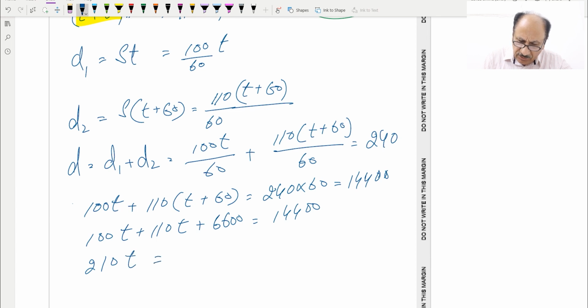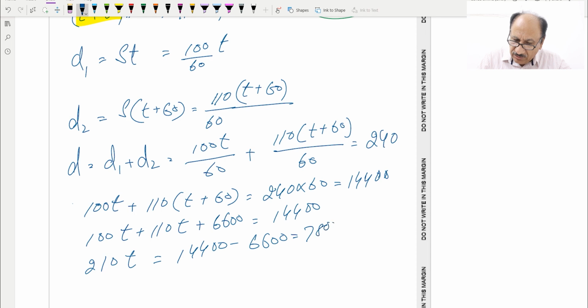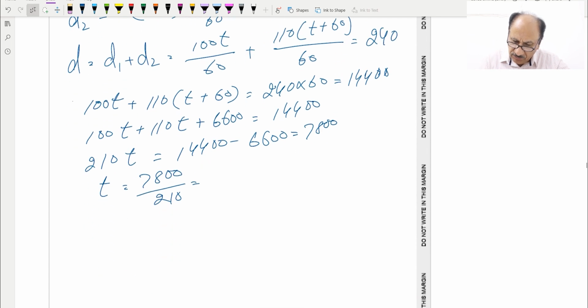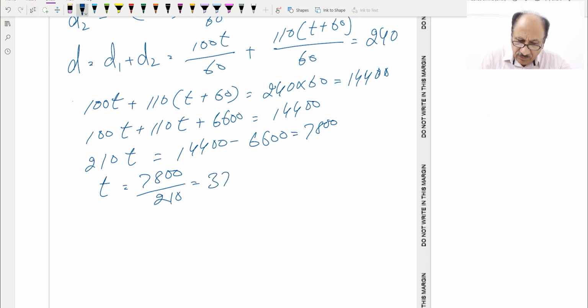So this will be 210t, equal to 14400 minus 6600, which gives us 7800. So t will be equal to 7800 divided by 210, which is equal to 37.14. This will be in minutes.